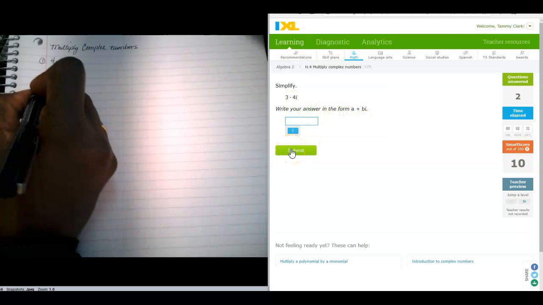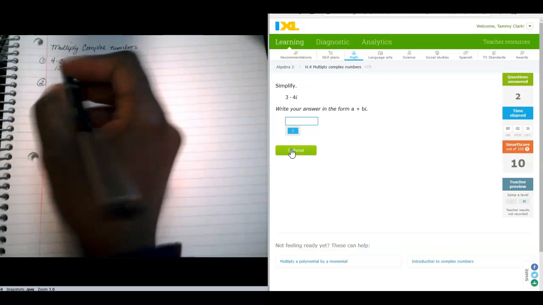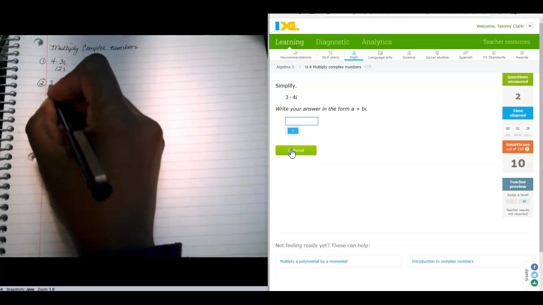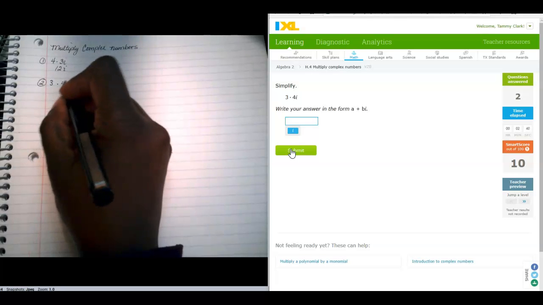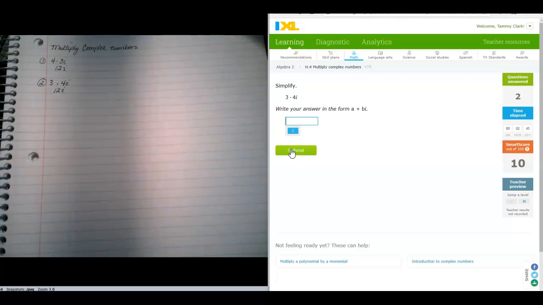Number 2. We've got 3 multiplied by 4i, which again is just 12i.